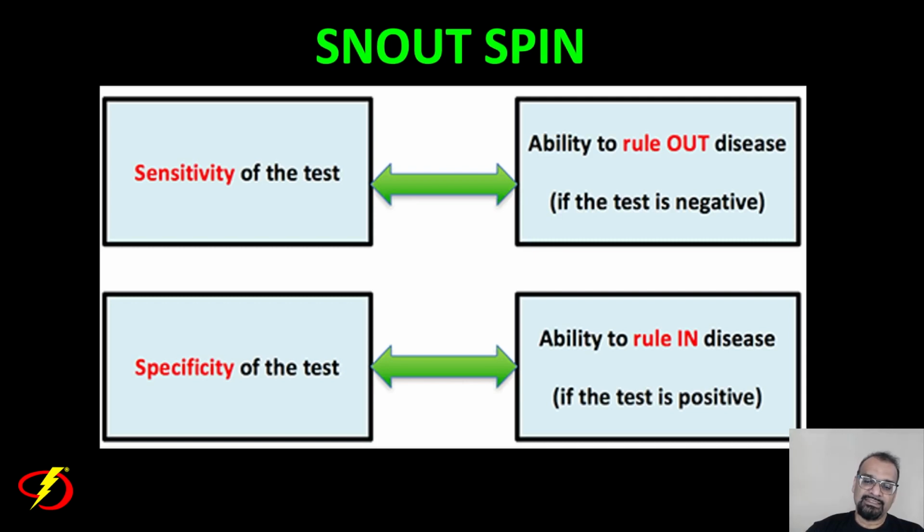So when we talk about sensitivity and specificity, remember sensitivity is the ability to rule out a disease. Specificity is the ability to rule in a disease. So if you remember the word snout spin, sensitivity is the ability to rule out a disease. Specificity is the ability to rule in a disease.